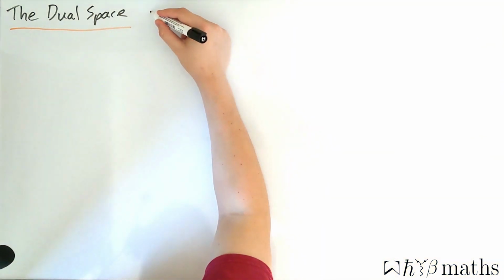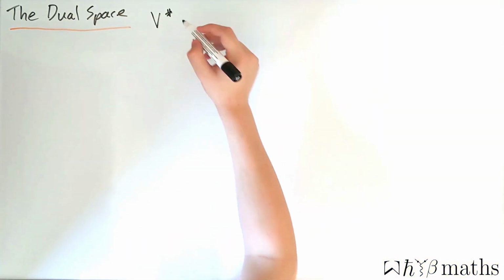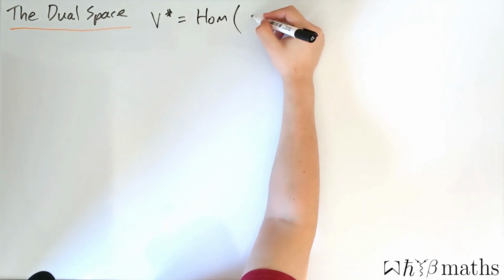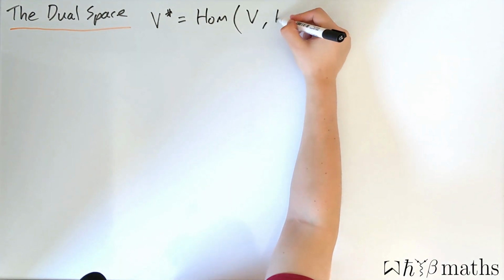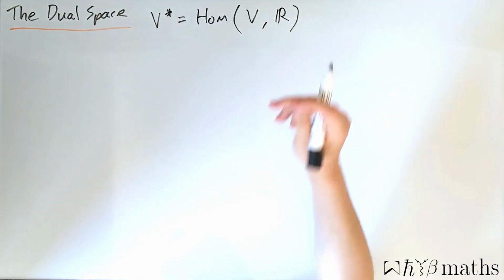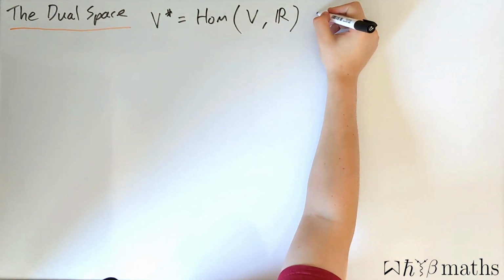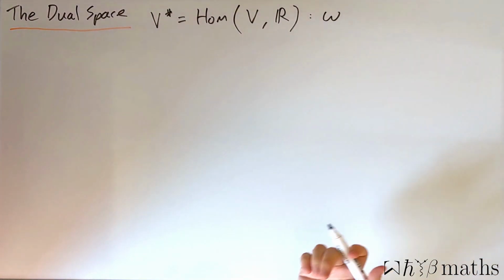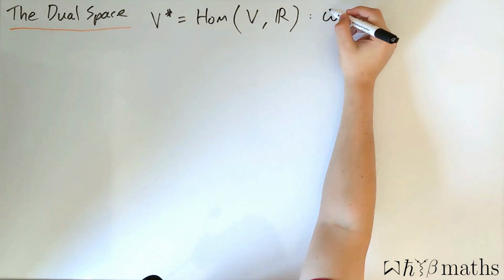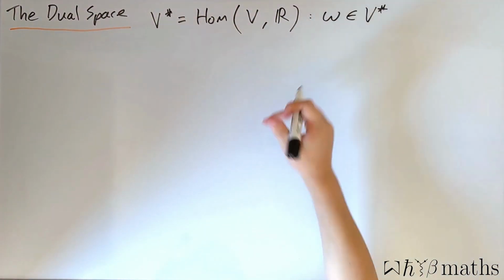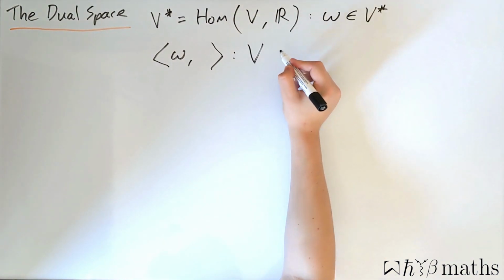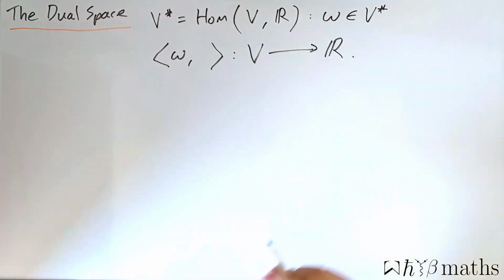So now that we've constructed the dual space, which is just simply the set of all structure-preserving maps between our vector space and its underlying field, the real numbers, the elements of which are dual vectors, sometimes also called covectors or one-forms. These dual vectors are just linear maps from the vector space into the real numbers.